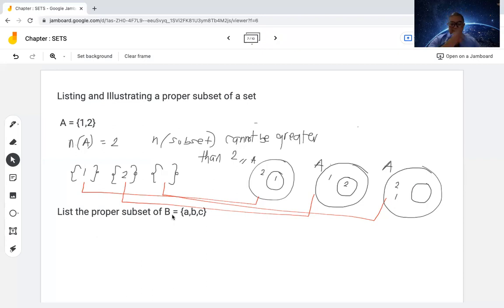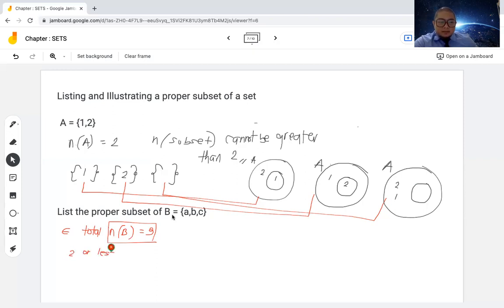Okay, so I hope you guys were able to list down the proper subsets of B. So in this case, we have to understand that if we are pertaining to the number of elements, since the total elements of B is equivalent to 3, then that means the elements of the subsets should have 2 or less.